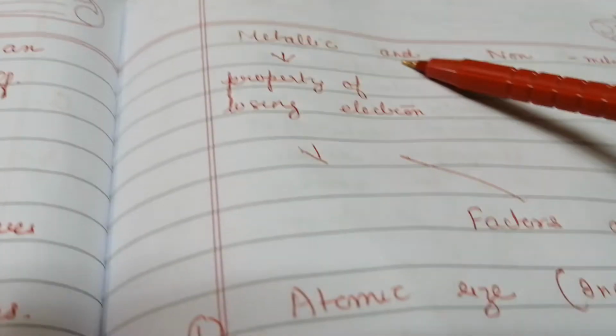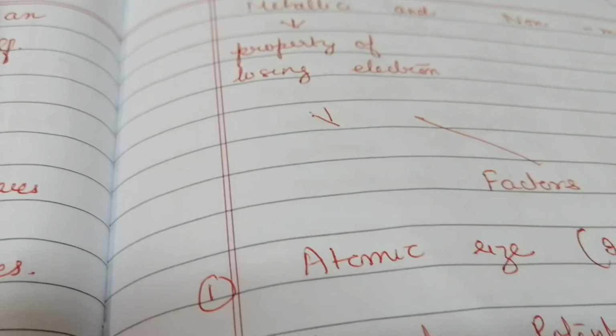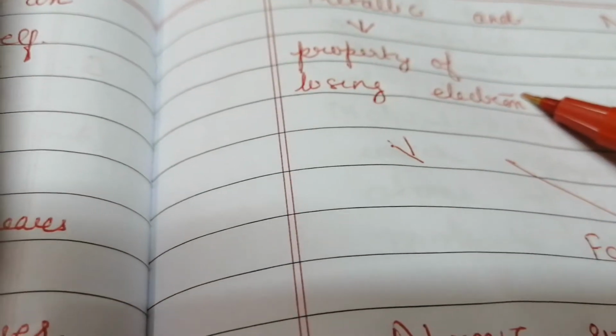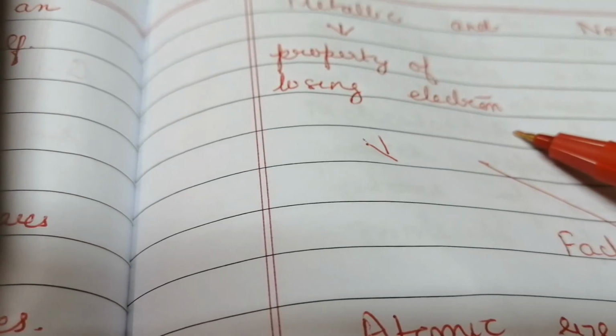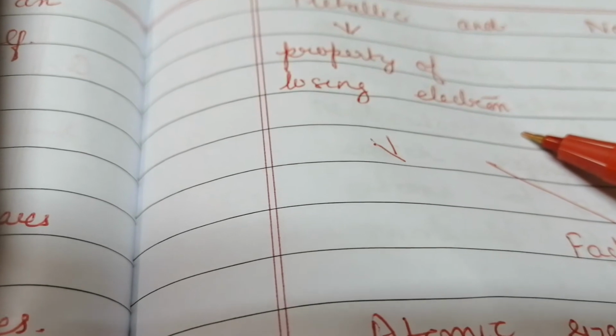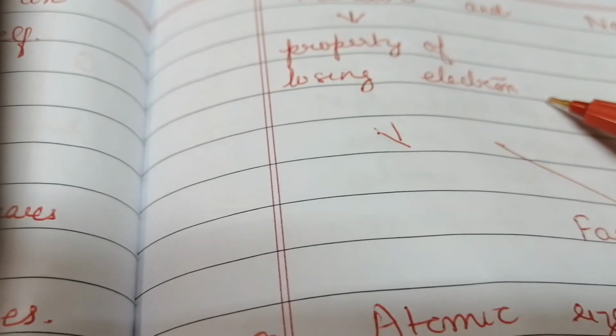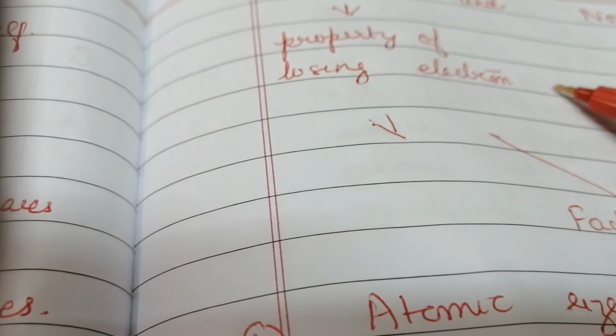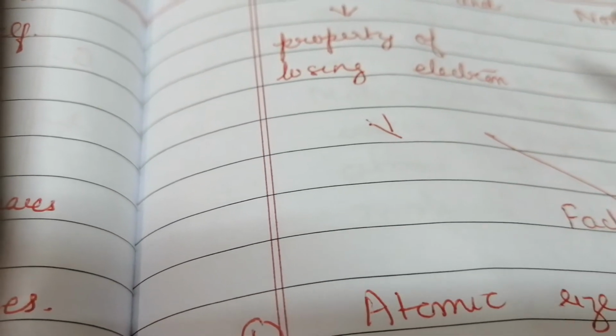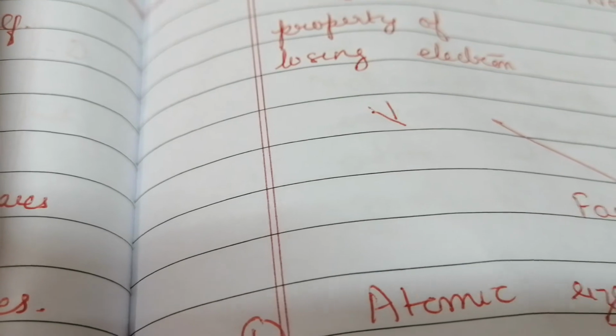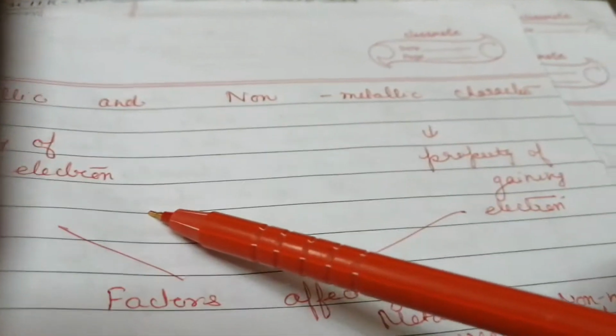Now we come to the next important topic, that is the metallic and the non-metallic character. What is the metallic character? It is a property of losing electrons. What are metals? Those elements which lose electrons. So the property of losing the electron is the metallic character. Sometimes they may lose 1, 2 or 3 electrons depending upon their electronic configuration.